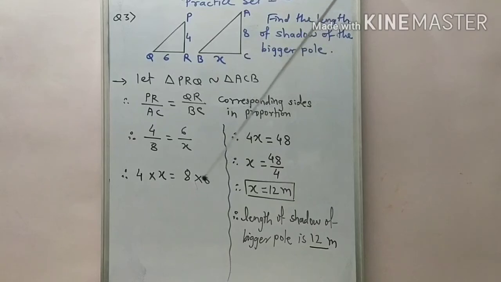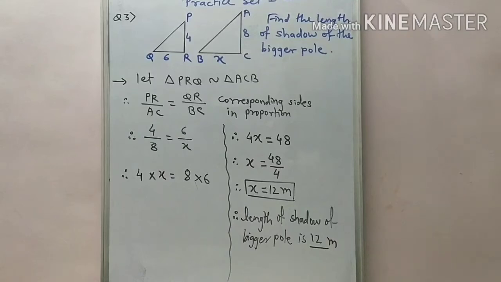Okay, pay attention over here. What we do here, cross multiplication: 4 into X equals 8 into 6. So we get the left-hand side as 4X equal to the product 8 times 6, which is 48. So to find the value of X, we do the division. So X equals 48 upon 4, and that division gives the value 12 meters, and that X means the length of the shadow of the bigger pole is 12 meters.